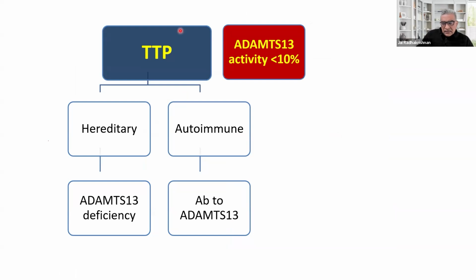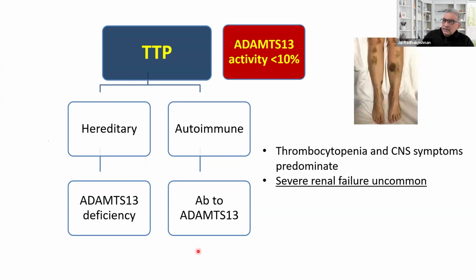So why is ADAMTS13 low? The definition is if you send a test out, under 10% is diagnostic. Between 10 and 20, it's a maybe, and clinical correlation is recommended as with everything else. But under 10, it's diagnostic. And why should it be this low? It could be inherited because of lack of an enzyme, or it could be autoimmune, where there's an autoantibody towards ADAMTS13. What defines the TTP syndrome is that the platelets tend to be extremely low, typically below 20%, and CNS symptoms, including stroke, predominate, whereas kidney failure is very, very uncommon. So as nephrologists, we do not see this commonly.